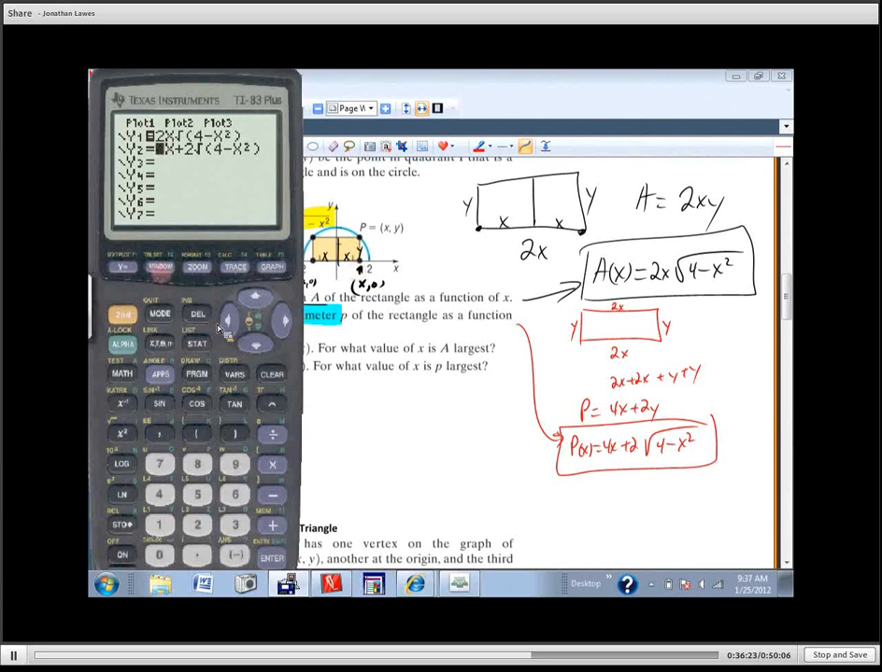So when I set up the window, I'm going to start at 0 and I'm only going to go to 2. Okay, now normally we'd be from -10 to 10, so I'm going to leave it like that. So I'm just going to go from 0 to 2 in the x and from -10 to 10. Now, the y coordinate is going to be an area. Is area ever negative? Okay, so we know we're probably not going to find anything down there. I'm going to hit graph.